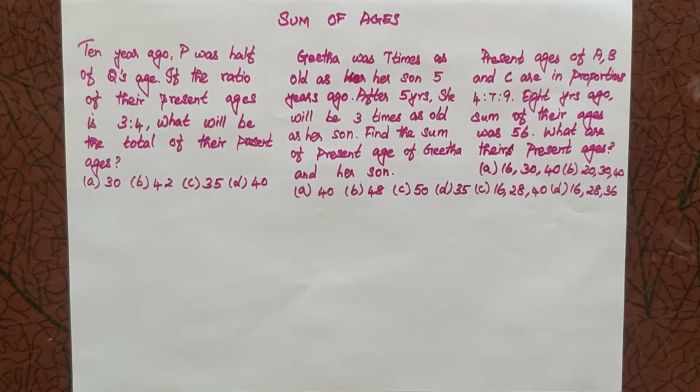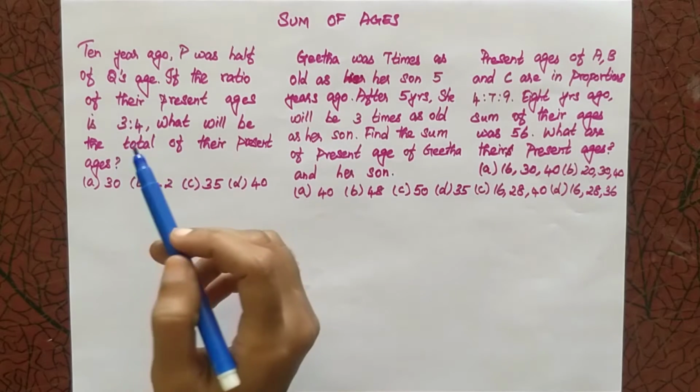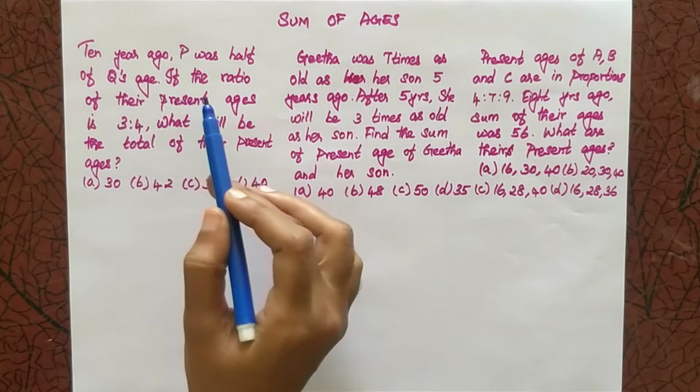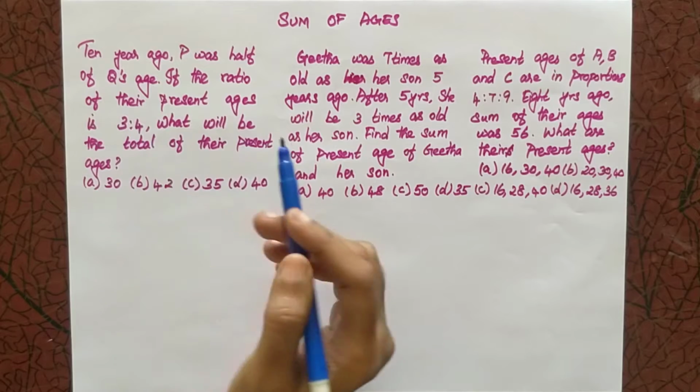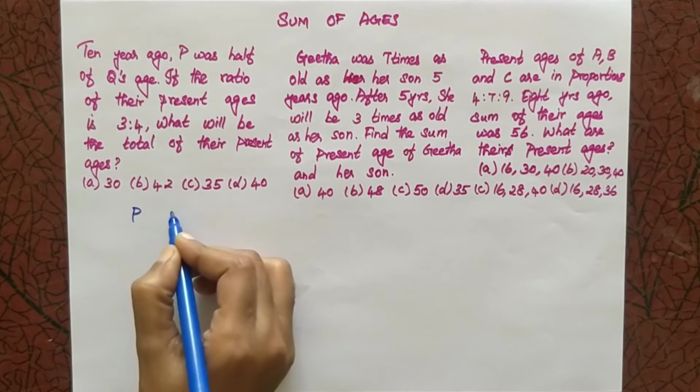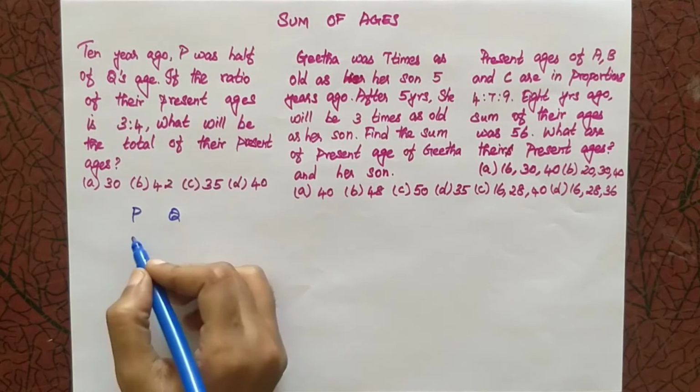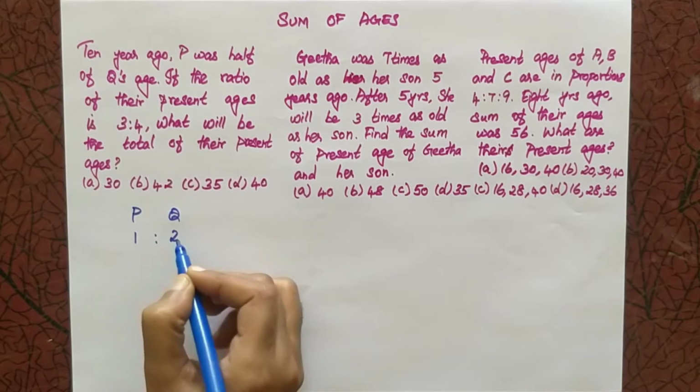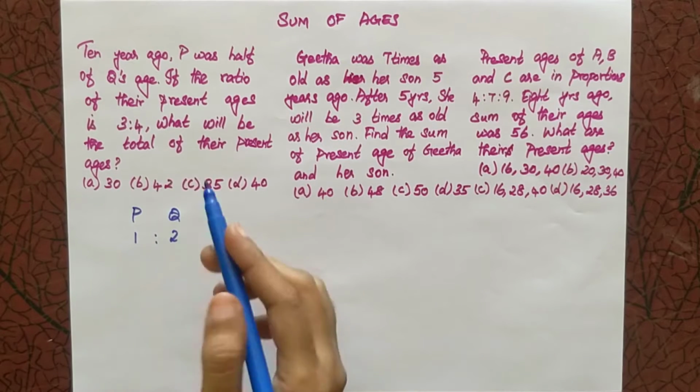In this video, we are going to see a simple trick to find the sum of ages without using any formula. First, let's see this example. 10 years ago, P was half of Q's age. So, P and Q. P was half of Q's age. So, if Q is 2, then P is 1.